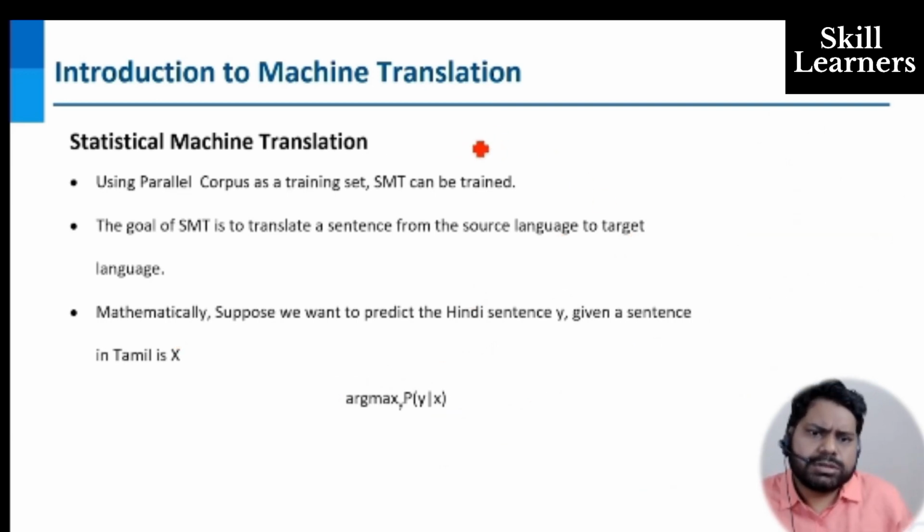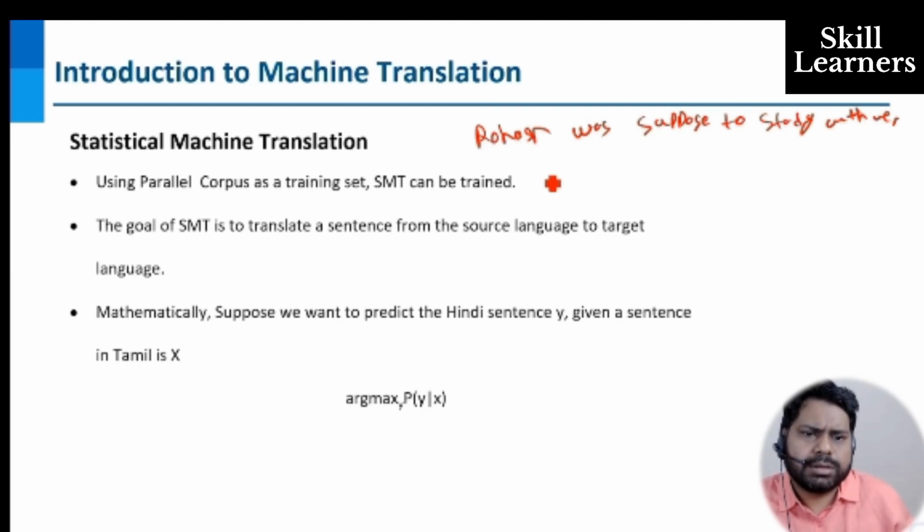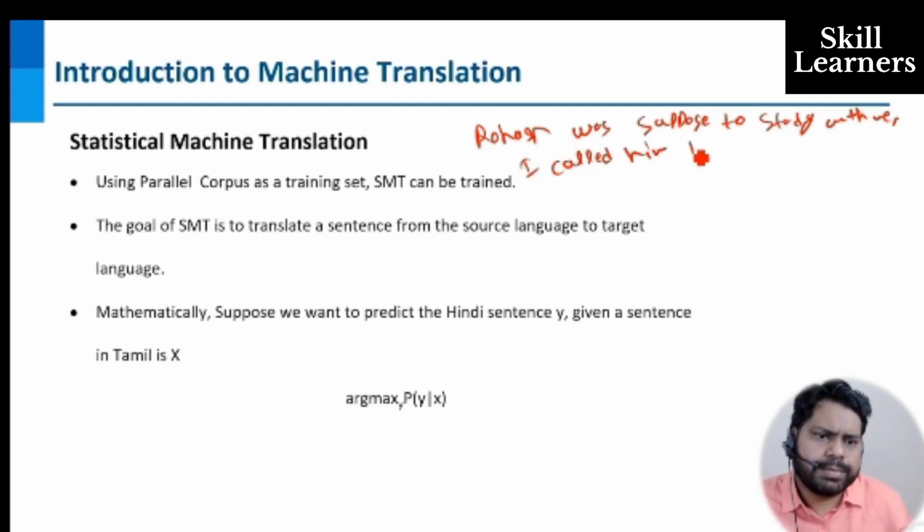So let's suppose: Rohan was supposed to study with me. I called him, but he did not. Then there is a blank.